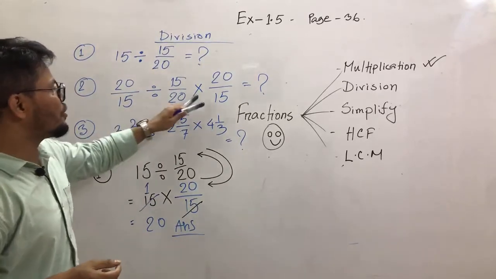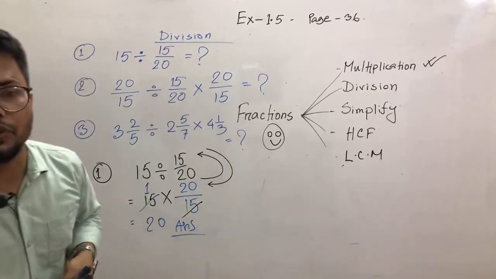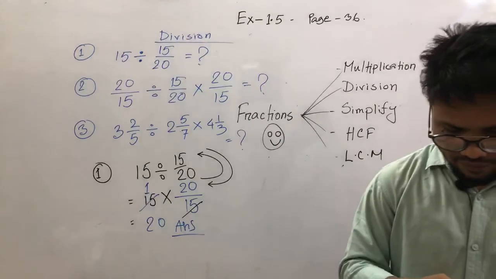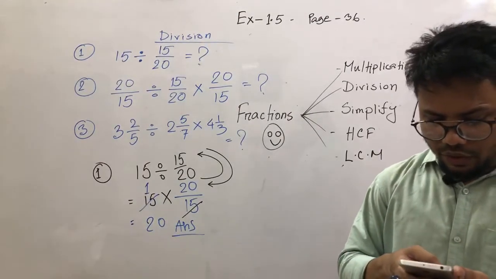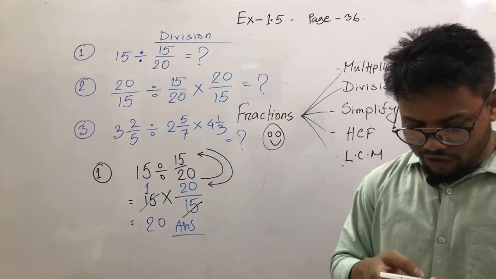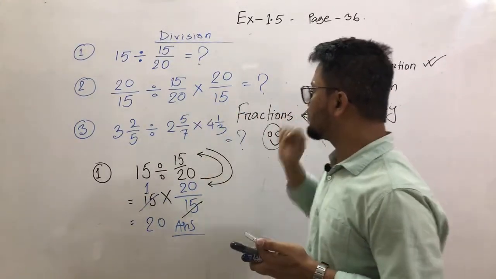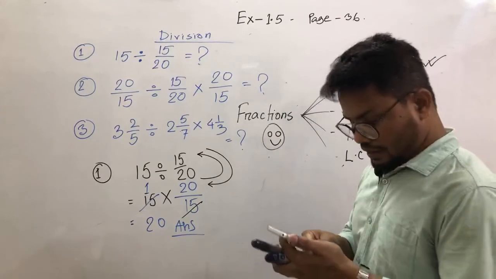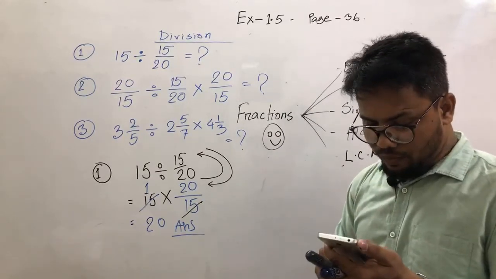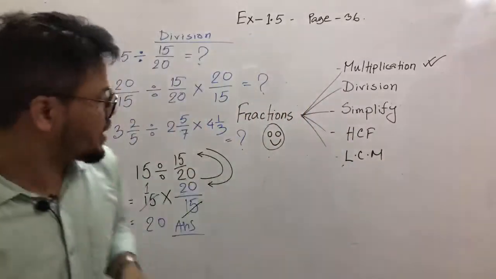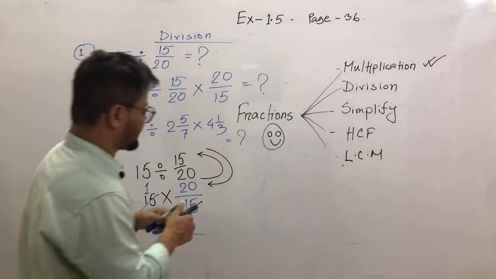So please comment now, what is the answer of number 2? Number 2, 10 by 27, 10 by 27. Wow, maximum students already done. Okay, let me review. Number 2, 10 by 27. Muhammad Mustafa says the answer is 20. Okay, let us test whether your answer is okay or not.